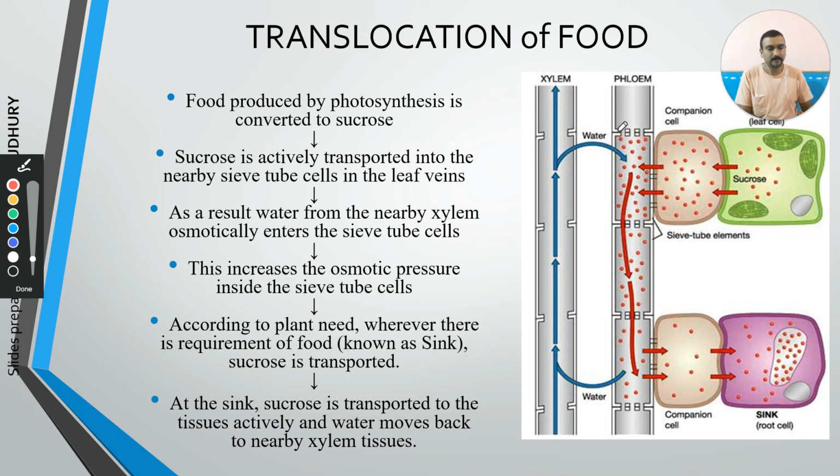Let us say this is one cell, we call it a sink, meaning a cell where food is necessary, where the food is not present. So in this area, therefore, nearby phloem, there is less amount of food or there is no food, creating a low pressure. So from this high pressure to low pressure, there is transfer of substance.